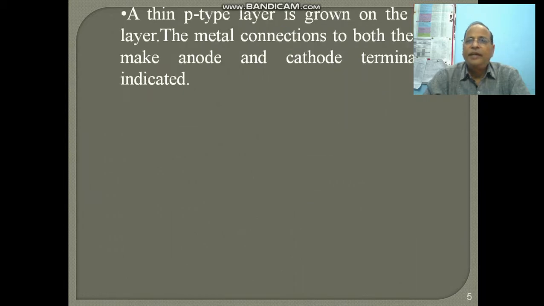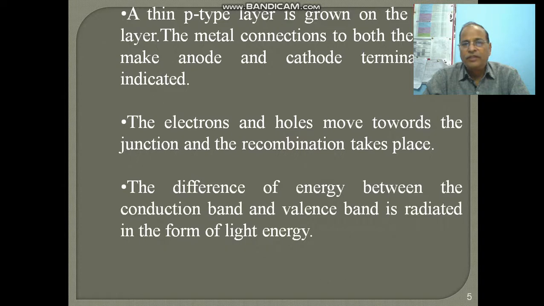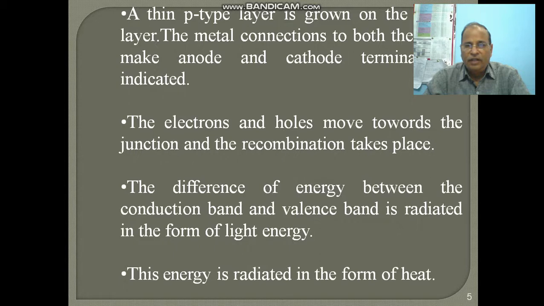A thin p-type layer is grown on the N layer. The metal connections to both the layers make the anode and cathode terminals indicated. The electrons and holes move toward the junction and the recombination takes place. The difference of energy between the conduction band and valence band is radiated in the form of light energy. The energy is radiated in the form of heat.